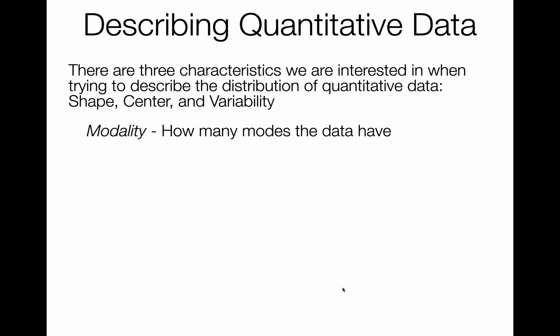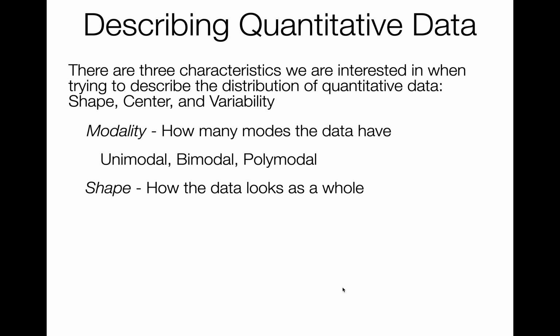When we talk about a quantitative variable, we can also talk about how many humps, for lack of a better word, there are in the data. Not the actual mode as a single number, but that the data has one peak in it. If you have one, it's called unimodal. If there are 2 distinct peaks, it's called bimodal, and more than 2 is called polymodal. And now we get to shape: how the data looks as a whole.